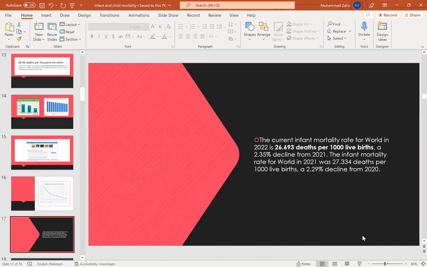The current infant mortality rate of the world in 2022 is 26.69 deaths per 1,000 live births. There is also a decline from 2021, when it was 27.334, and now it is 26.693. So there is a decline of 2.35% from the previous year.